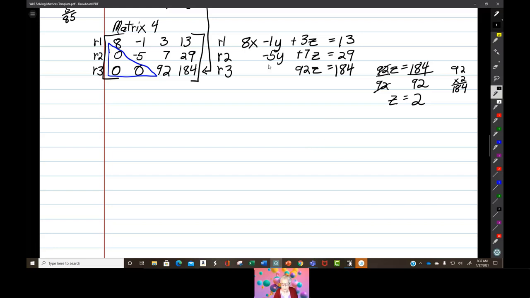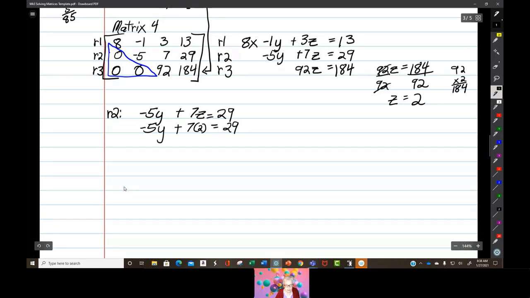Okay, now we go back to row 2, and I'm going to move that over here just for room. Negative 5y plus 7z equals 29. Z is 2. Negative 5y plus 7 times 2 equals 29. 7 times 2 is 14. Notice I like to go in steps. Just a good way to not make careless errors. Minus 14, minus 14.